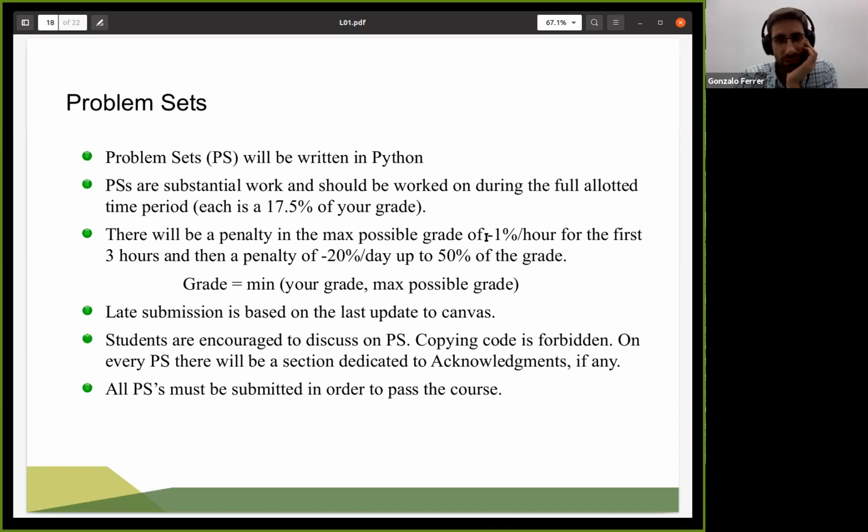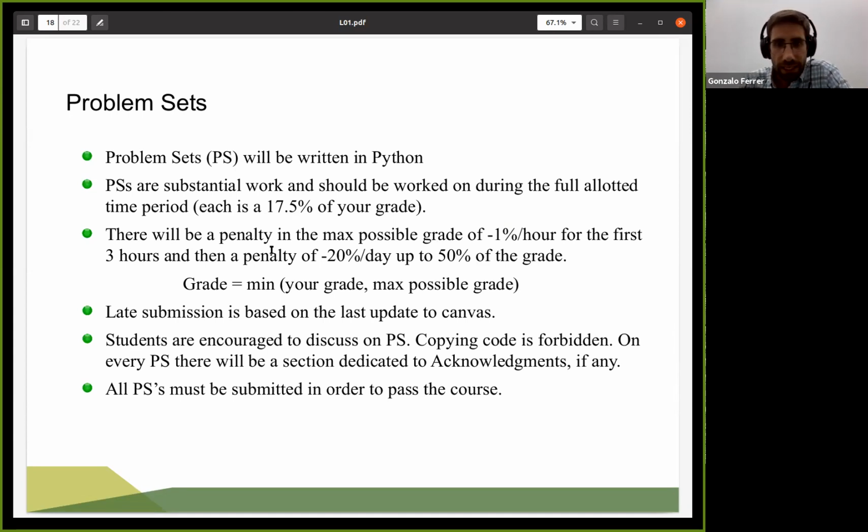So this is what we call the late penalty, a fine for every hour after the first 3 hours, right? It means that if you submit at 12:01 a.m., that's 1 minute late, you will get a 1% penalty. It's not too much. If you submit at 12:50 or 55, you will also get a 1% penalty, right? So 1 hour is kind of okay, right? And the penalty, I'm going to explain now what it is.